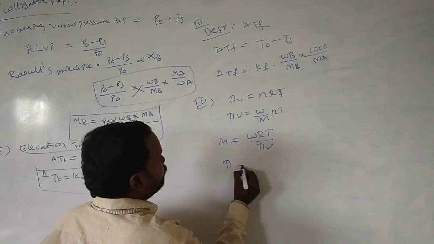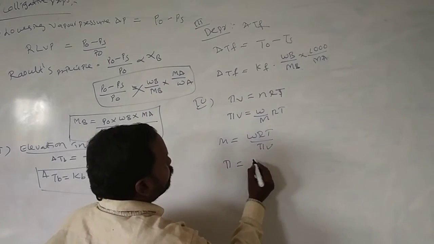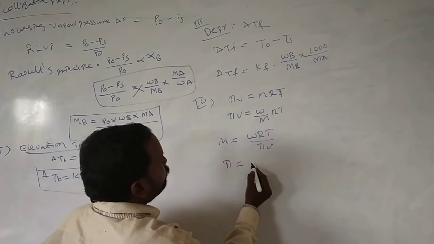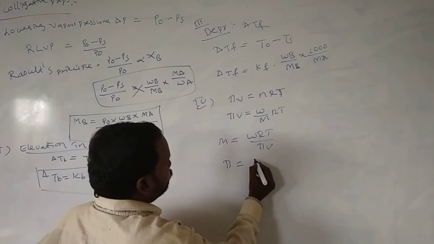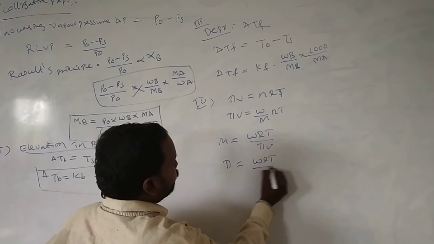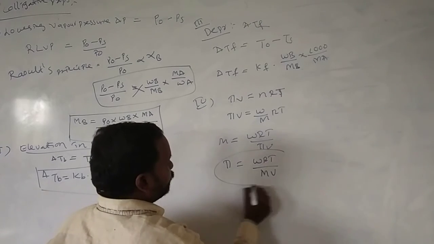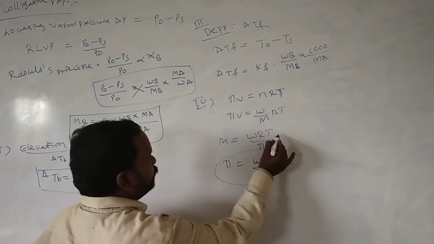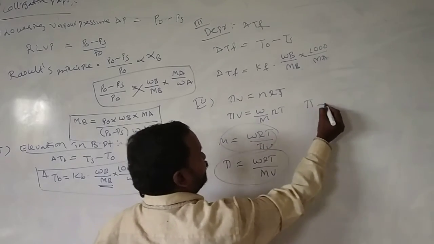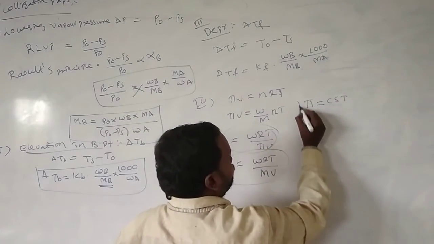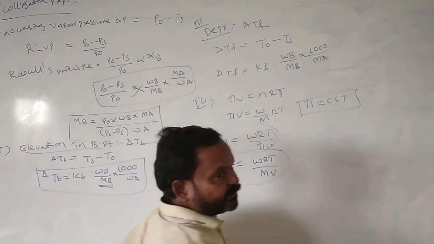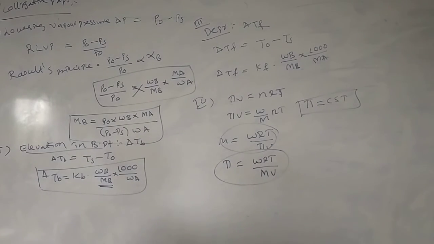Here pi is equal to WRT by MV. This is also one more principle. And pi is equal to CST is there. This is also one more important principle for the calculation of colligative properties.